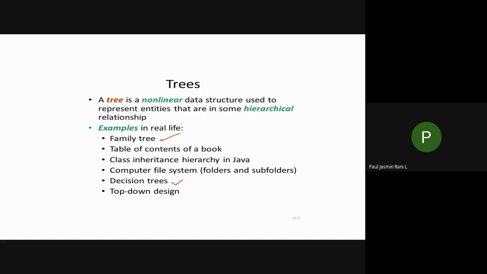I think you got some idea about how you'll be using this tree data structure. So once again, I'm going to repeat this. A tree is a non-linear data structure which is used to represent entities that are in some hierarchical relationship. And this tree data structure contains nodes and edges.